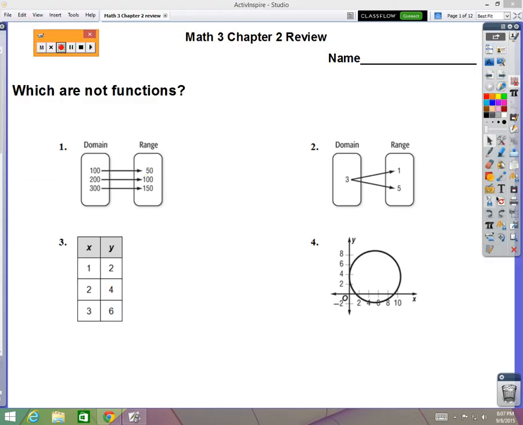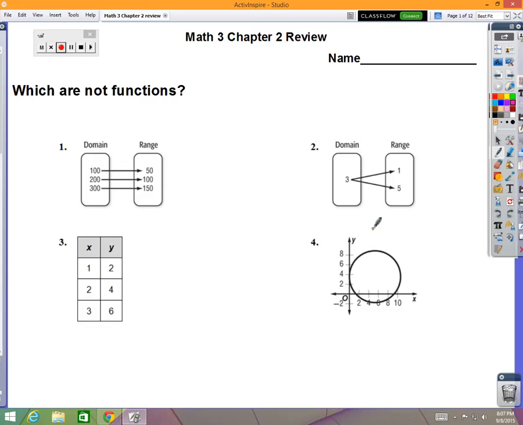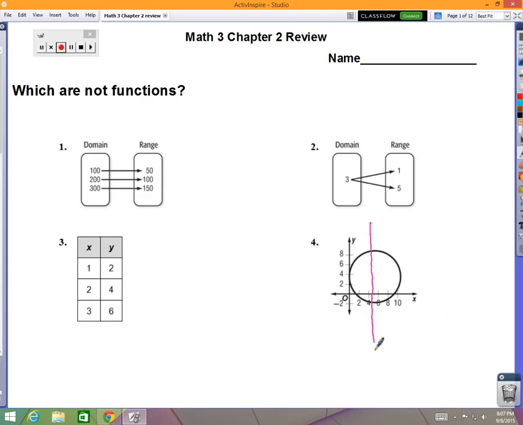Functions are easy to tell if you're looking at a graph. So on number 4, this is the easiest one to determine if it's a function or not. If it is not a function, you can do the vertical line test. If you draw a vertical line anywhere through and it touches more than once, it's not a function. Okay, the rest are from tables and they're not as easy to tell.